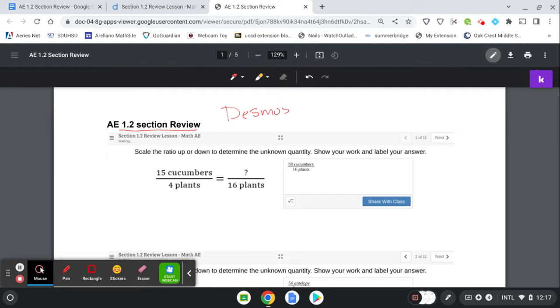So for the first one, you have 15 cucumbers to 4 plants. How many cucumbers to 16 plants? So you have to think, what do you multiply 4 by to get 16? Well, 4 times 4 is 16. So then multiply 15 times 4, and that would give us 60. So it means we would have 60 cucumbers to 16 plants.